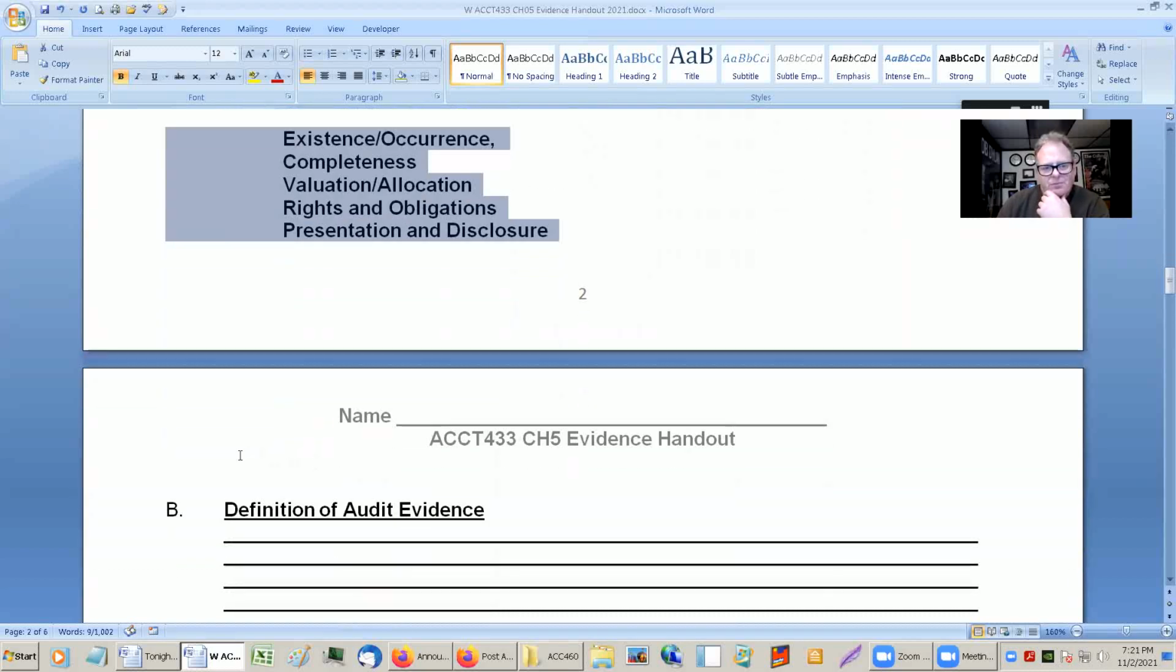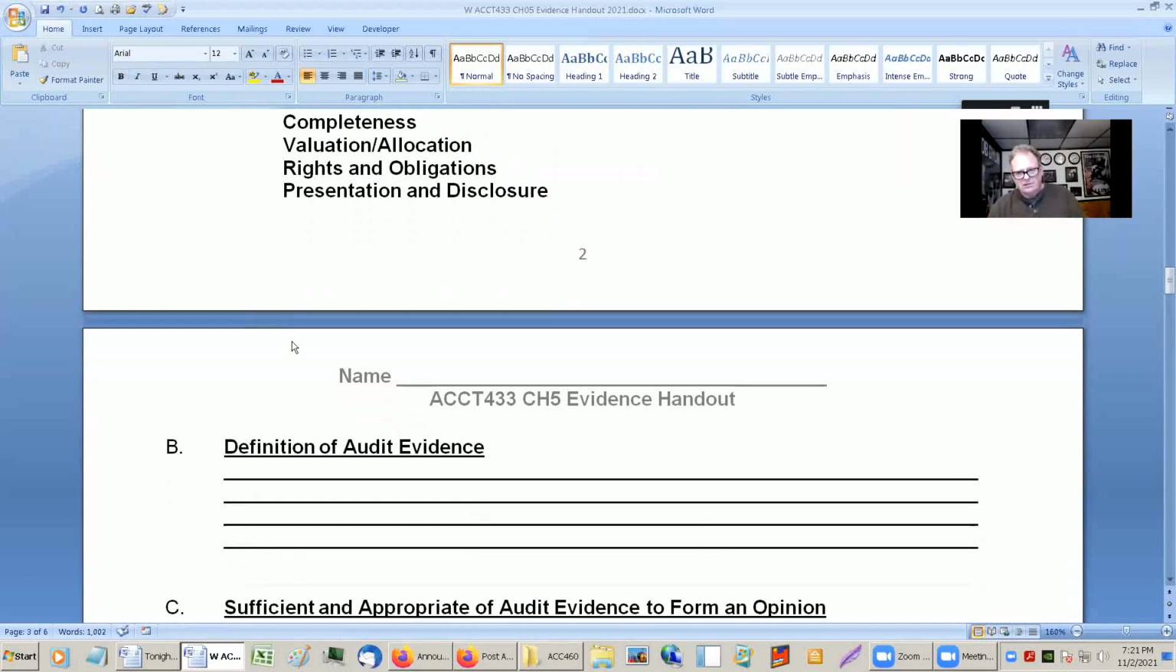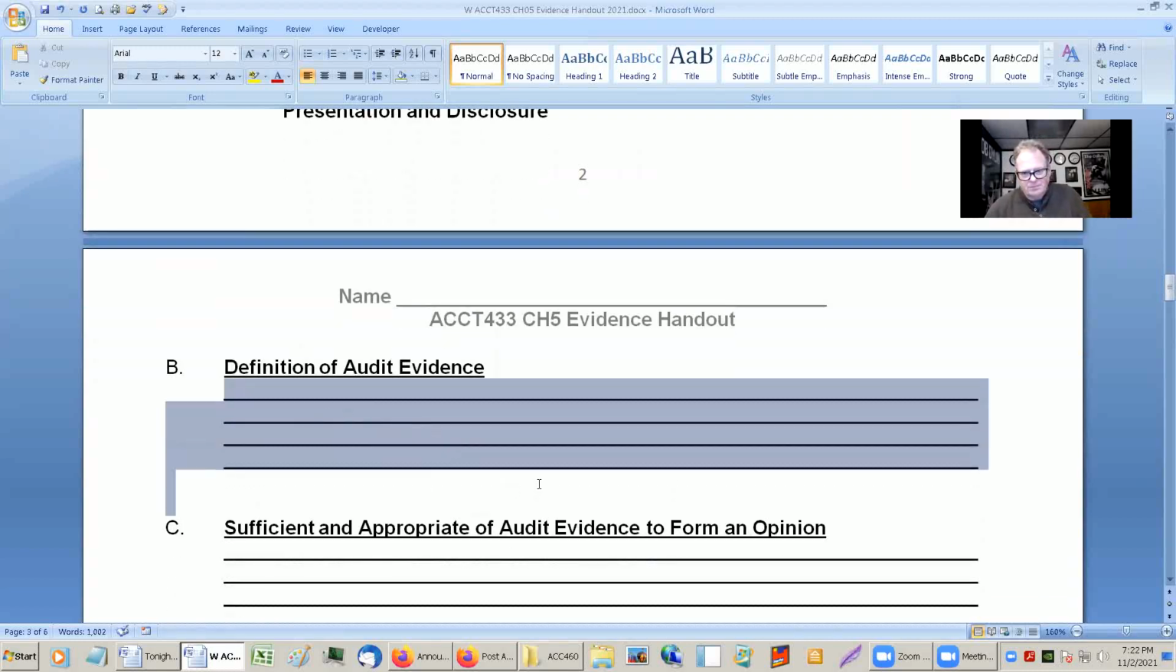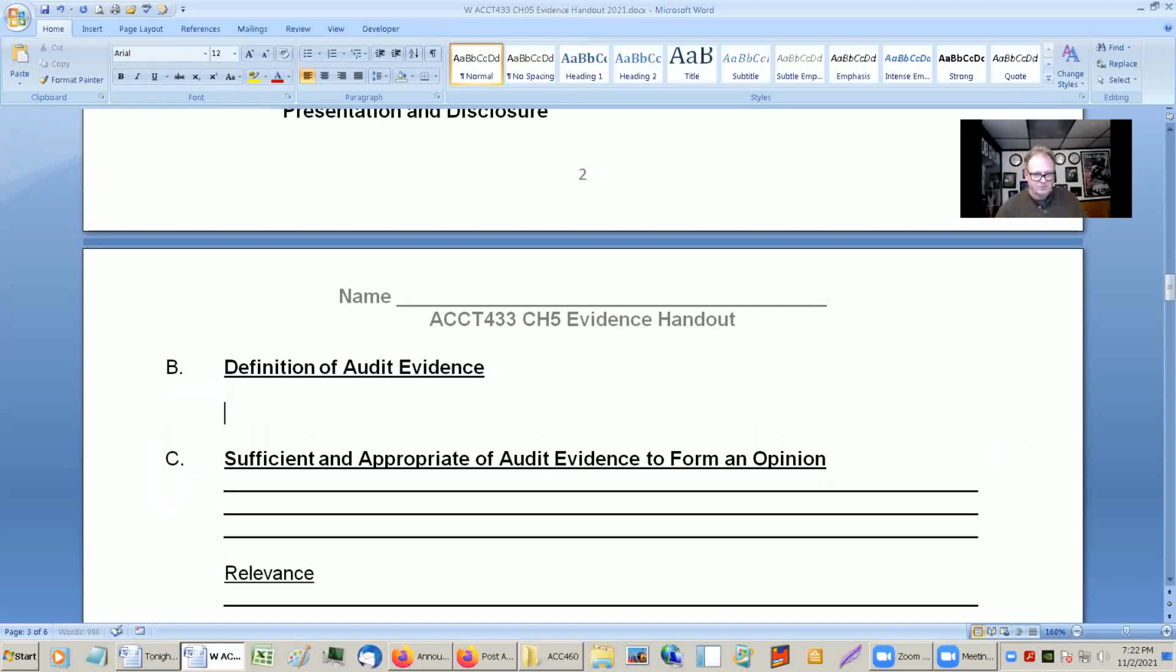Okay. Time for something a little bit more definition-y. Definition of audit evidence.